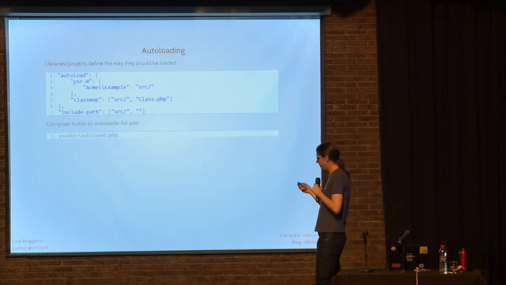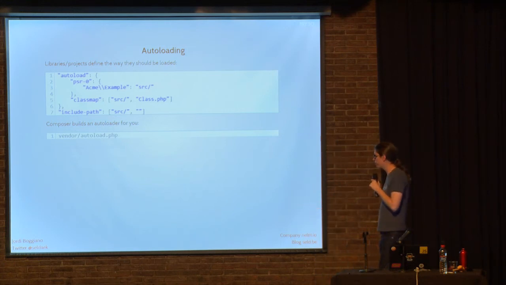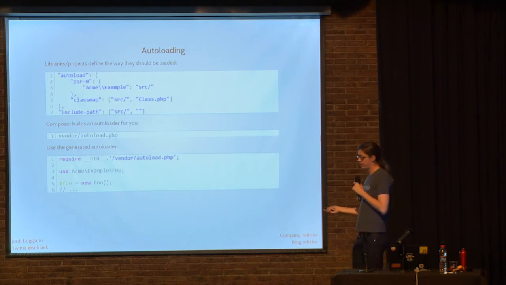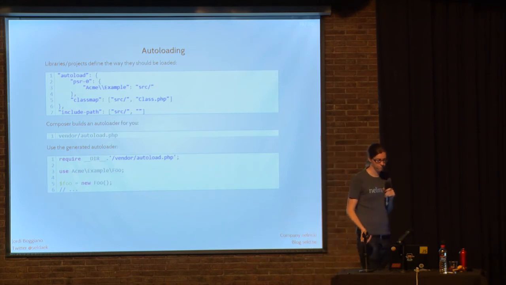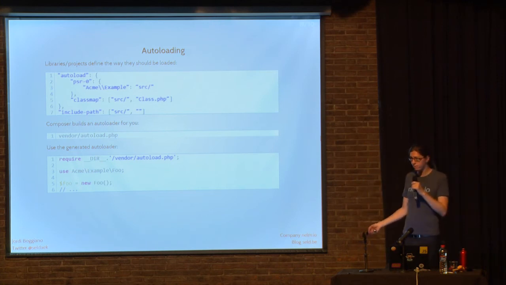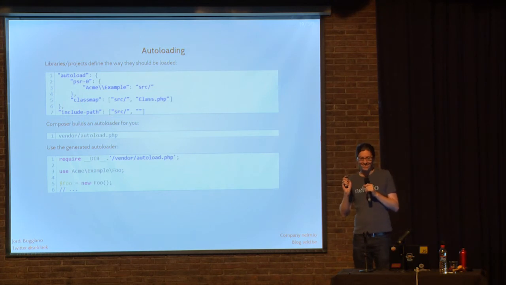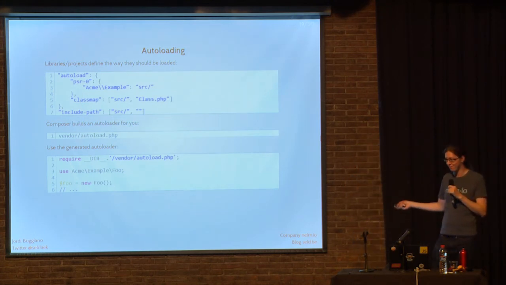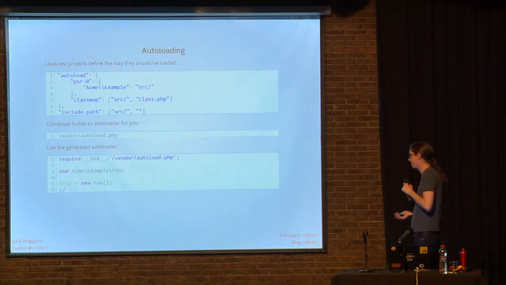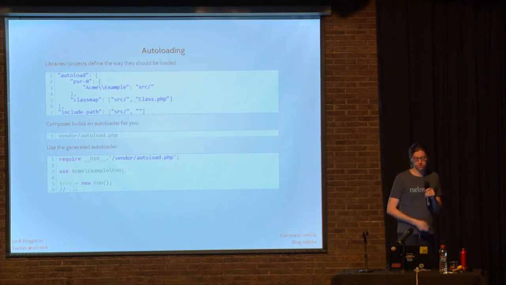So there was this vendor/autoload.php file that was created by Composer, if you remember, and this is the only one you should require. Maybe I'm missing something here, but in most applications you really need only one require, and it's this one. Then it just makes everything available.